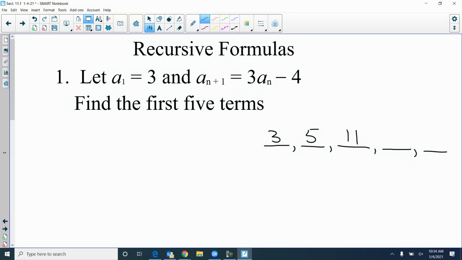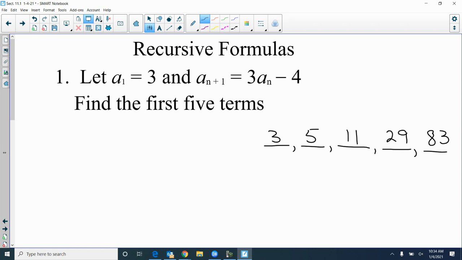Not sure. You're not sure? It hasn't sunk in yet? Not yet. All right. Adam? 29. I think that's right. 29. Yep. What's the last term? Sorry, Lucas, is it sinking in yet? 83. 3 times 29. Okay, 83.